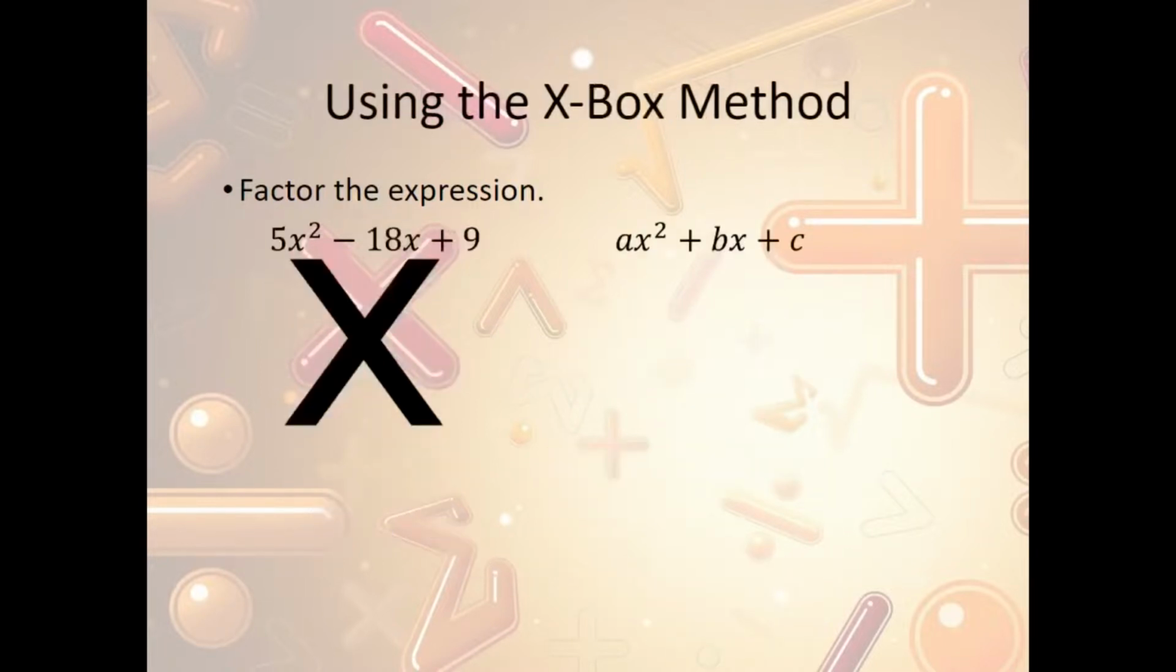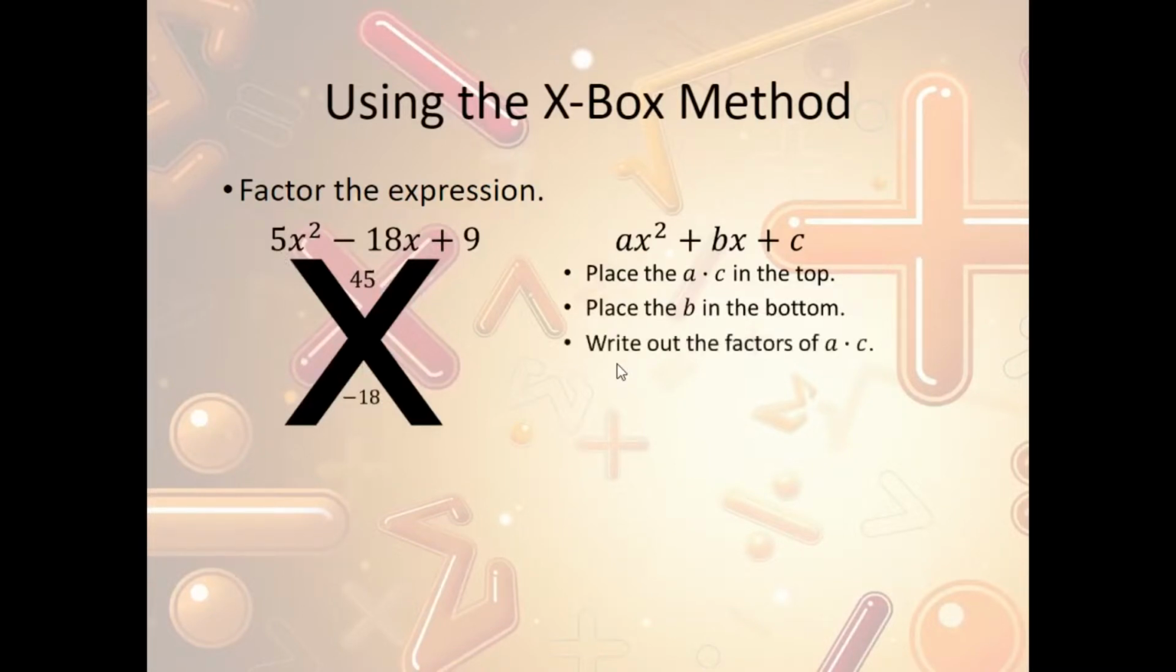Now what if the a value is not 1, like in the previous examples? So in this one we have 5x squared minus 18x plus 9. Well, we're still going to use the x method, but we have to add a little bit to it later on. And this becomes the x box method. So the way we start is we're going to multiply a times c and put that in the top. So 5 times 9 is 45. And then we put b in the bottom just like before, so that's -18.